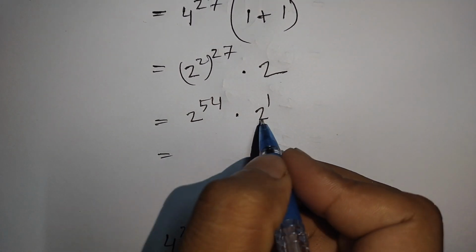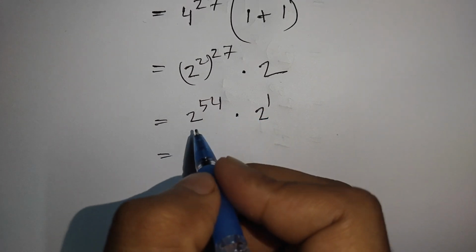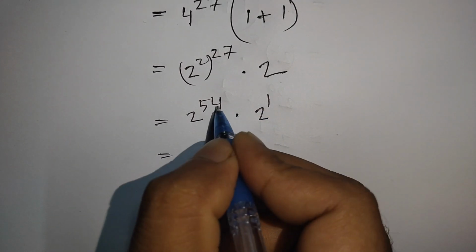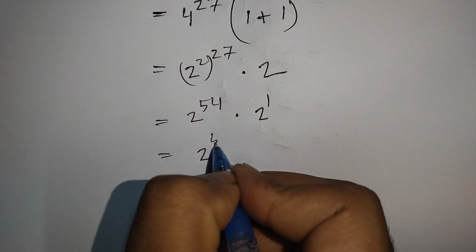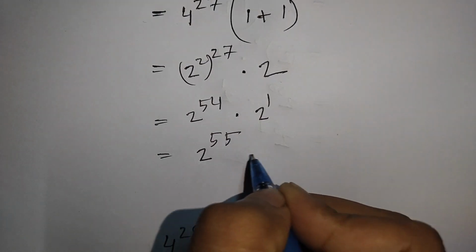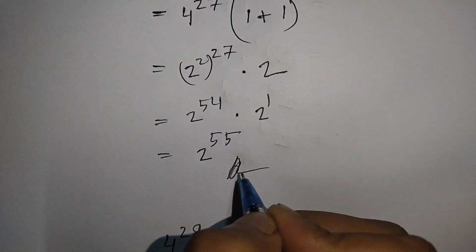Now we see that we have the same base but different powers, so we can write here 2 to the power 54 plus 1, that means 55. So 2 to the power 55 is the correct answer.